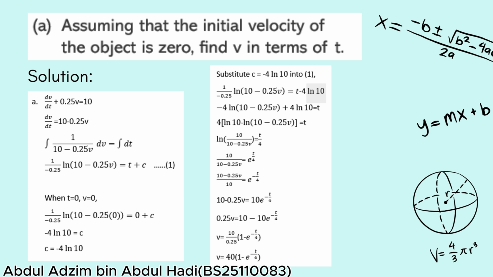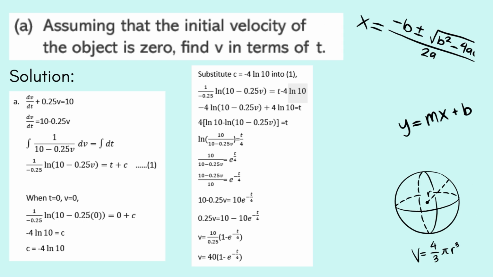Both sides are multiplied by 10, which then gets us 0.25v equals 10 minus 10 e to the power of negative t over 4. We express the equation for v in terms of t, which gets us v equals 10 minus 0.25v in brackets, 1 minus e to the power of negative t over 4, which finally gets us v equals 4t times 1 minus e to the power of negative t over 4.